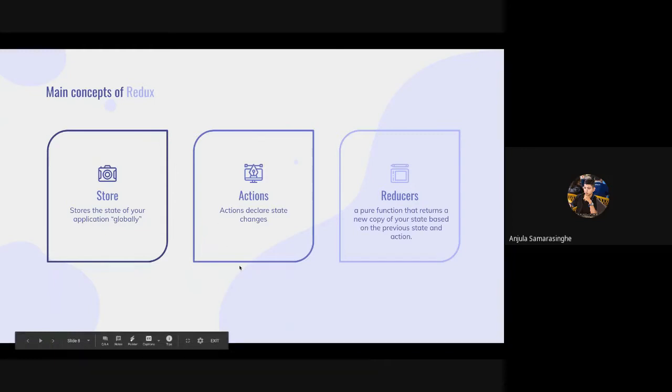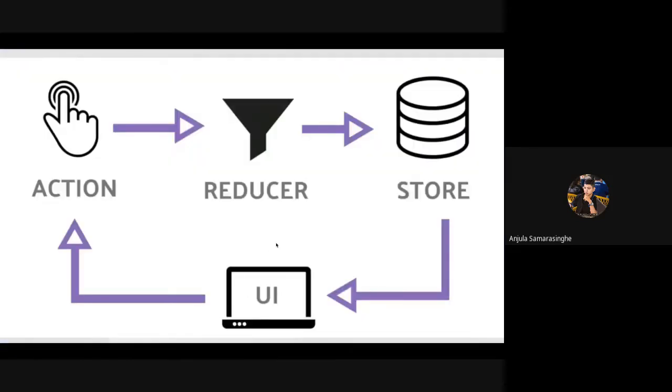For example, imagine a bakery with cakes. The number of cakes will be stored in the store. Then my action will be buy cake, but in a shop we can't take a cake directly. We have to ask the store owner to give us one. So in this scenario, the store owner works as the reducer. So that's how it works. These are the three main concepts of Redux.